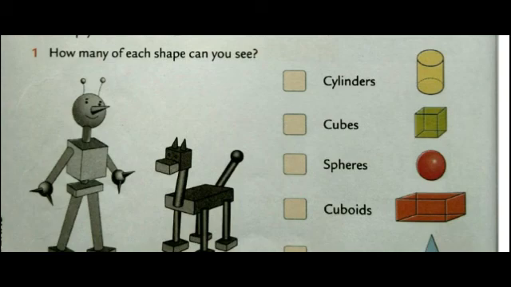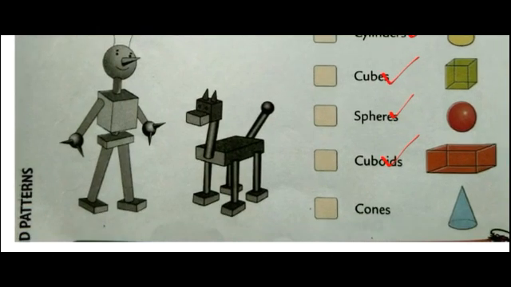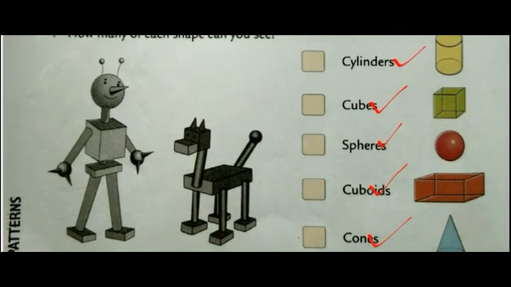How many of each shape can you see? Now, see this figure given here. Two shapes are given here. You have to see the shapes properly, and then you have to find out how many cylinders, how many cubes, how many spheres, how many cuboids, and how many cones can you see in this picture given here. You have to find it out, and you have to write the numbers in the box that is given here. So I would like you all to try this as homework. Okay?